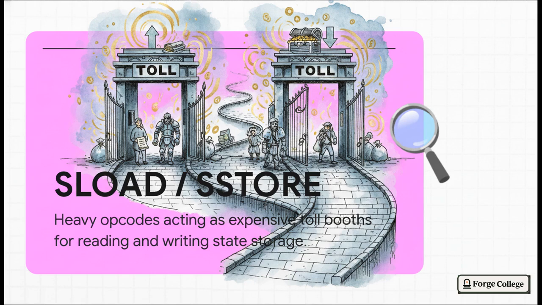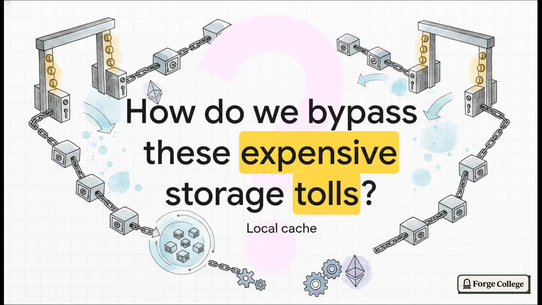They are for sure the primary villains behind high gas fees, and learning how to avoid them, that's going to be your new superpower. So, the million-dollar question is, how exactly do we bypass these expensive storage tools? I really want to challenge you to think about this. How can we reduce distinct storage writes? How can we cache data locally to avoid paying those repeated reading fees? Because if you can crack this, you can drastically cut the cost of your smart contracts.